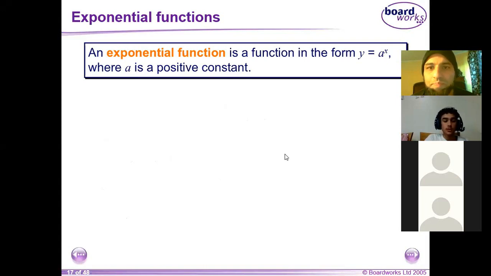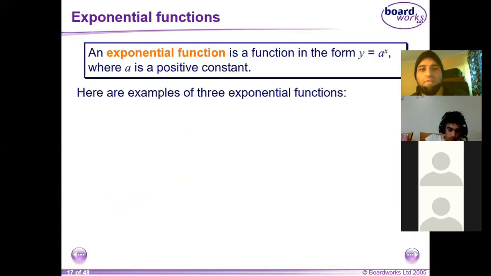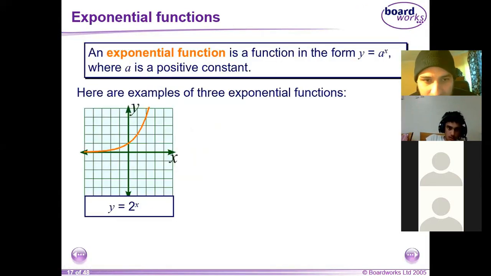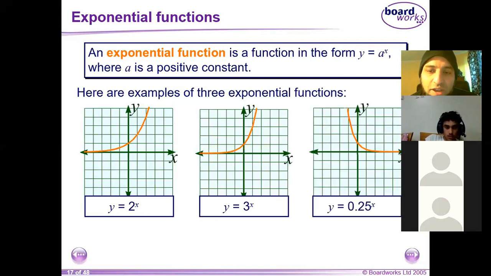Okay. So if you write the title down, an exponential function is a function in the form y equals a to the power of x, where a is a positive constant. So it's a number with x as your power next to it, yeah? So for example, y equals 2 to the power of x, 3 to the power of x, 0.25 to the power of x. Can you see that, Marco? Yeah. Excellent.